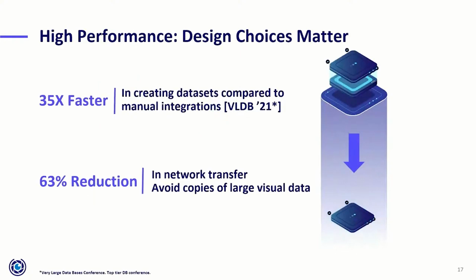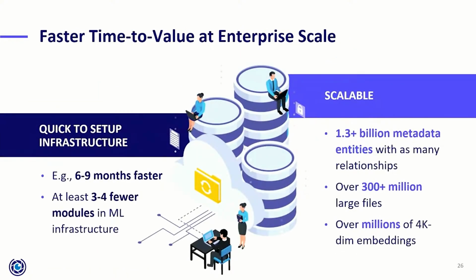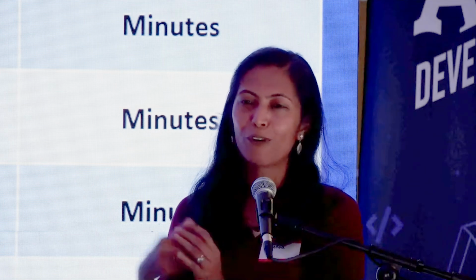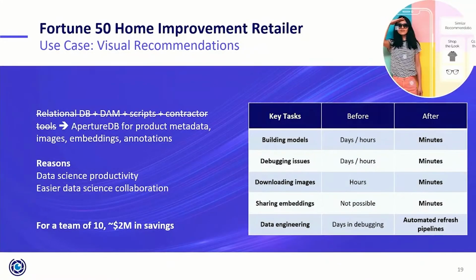I'm going to skip some of the performance and all these things, but I want to come to the title: does it really make a difference? At least for the e-commerce example, for a team of 10, you're looking at productivity gains of about 2 million in savings, and it keeps growing as the team grows, because of the time you save for the data scientists and the access you give to them.